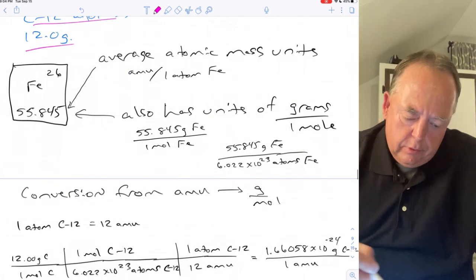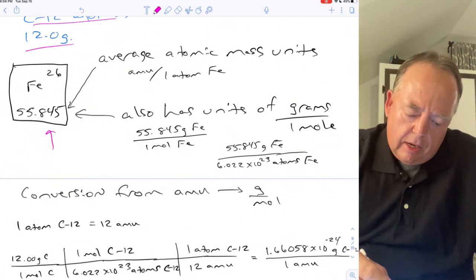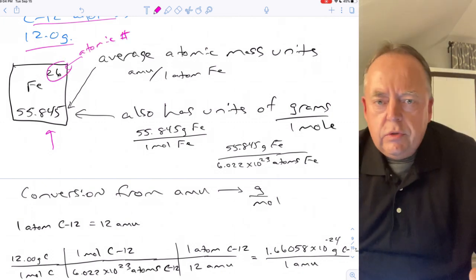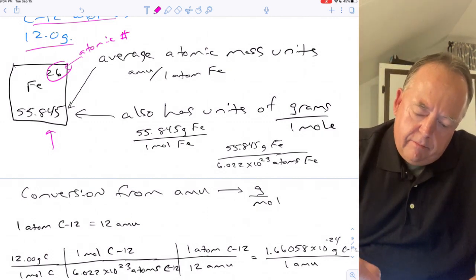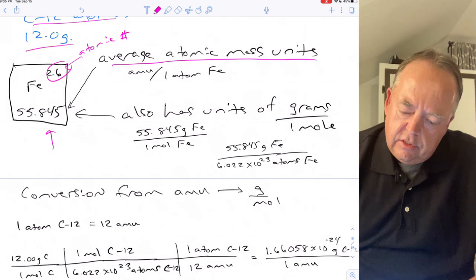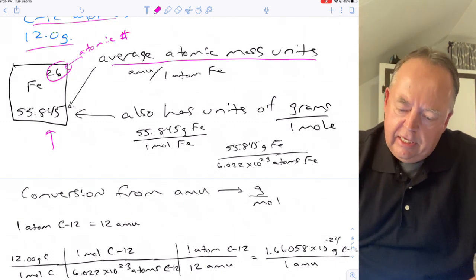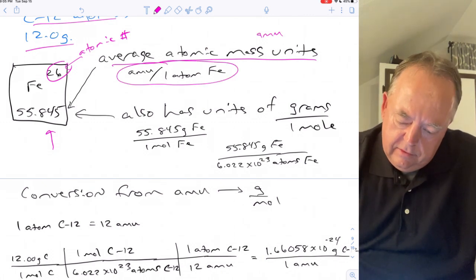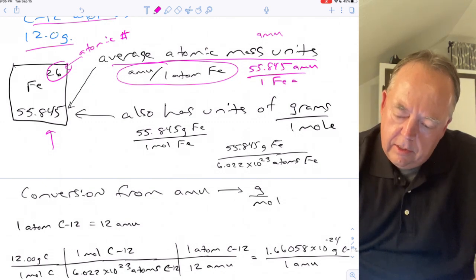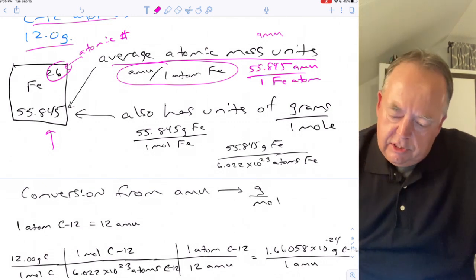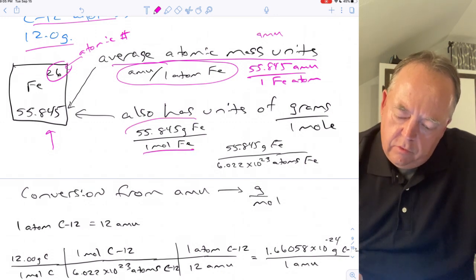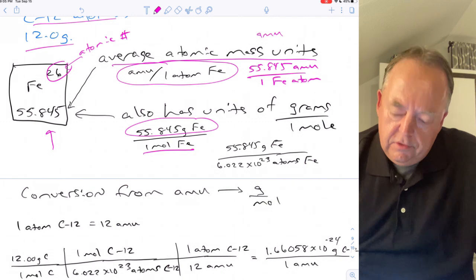Okay, so what about if it's not carbon? So if we took iron, for example, if you look at the periodic table for iron, it's atomic number 26. Right, so that means it has 26 protons. And if you remember, the number at the bottom is the average atomic mass. So it has units of atomic mass, units AMU. So that basically means 55.845 atomic mass units per 1 iron atom. And as we'll see, it also has units of grams per mole. So if you had 1 mole of iron, it would weigh 55.845 grams, right?